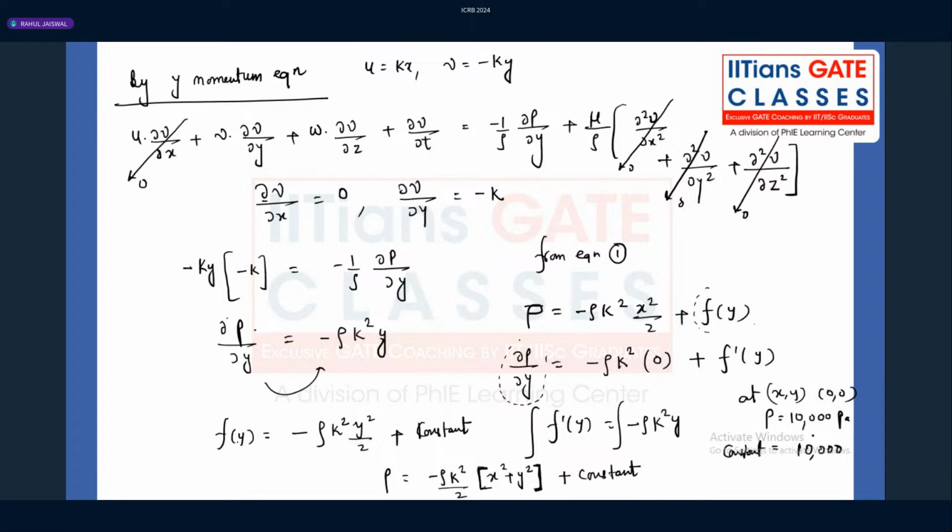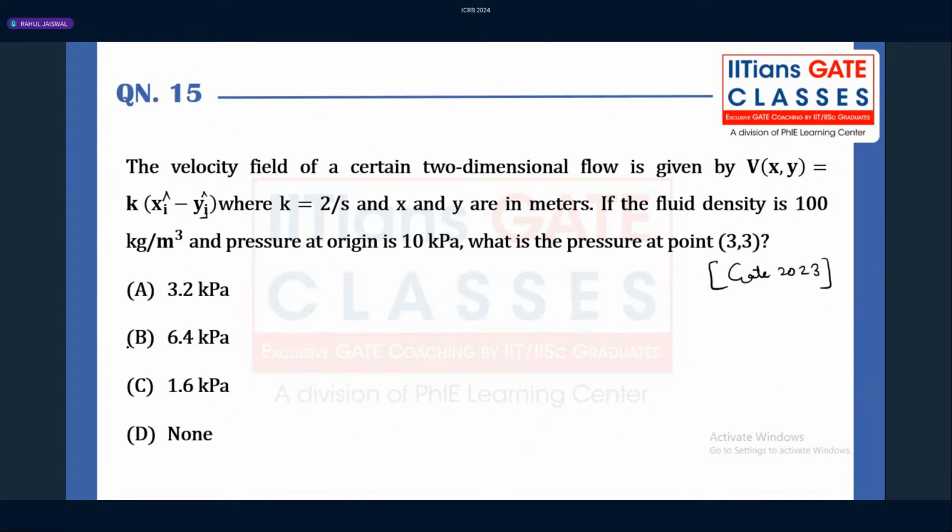Now put that constant value and try to find the pressure at 3 comma 3. What is the pressure value at 3 comma 3? Minus rho, rho is 100, k is 2, so square by 2, into 3 square plus 3 square, plus the constant 10,000. If you observe very carefully, 100 into 4 divided by 2 into 18, you are going to get 6400 pascal. But they asked in kilopascal, so 6.4 kilopascal.